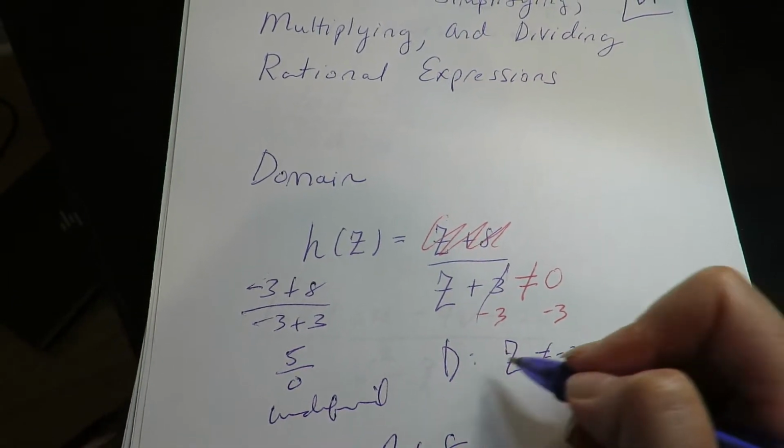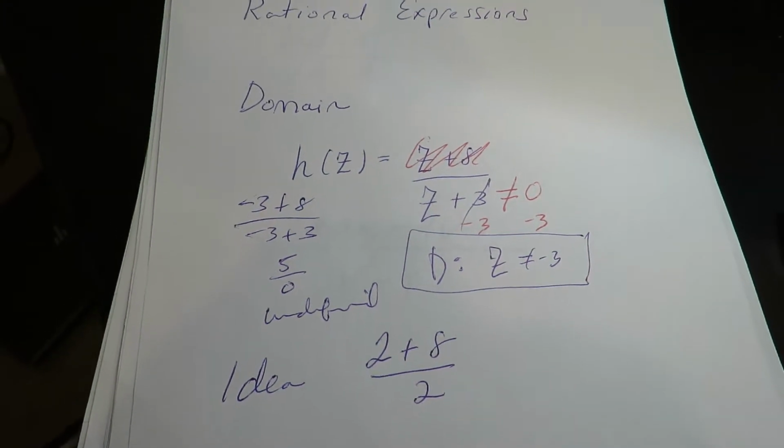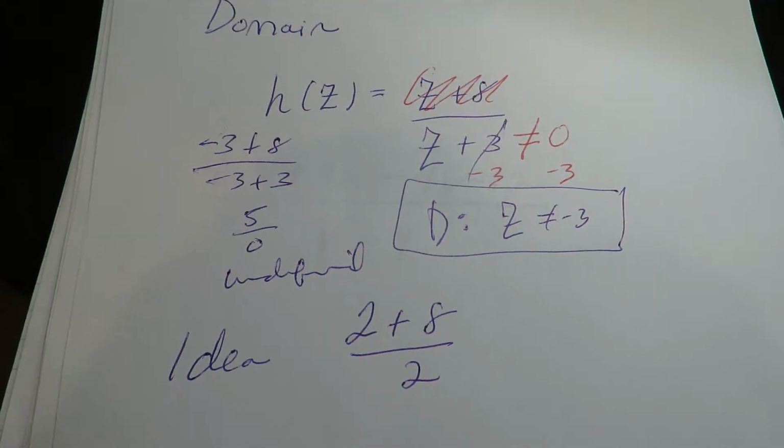So the domain of this, I'm just going to shorthand it here because you guys know you can write it all the different ways, but z there can't be -3.